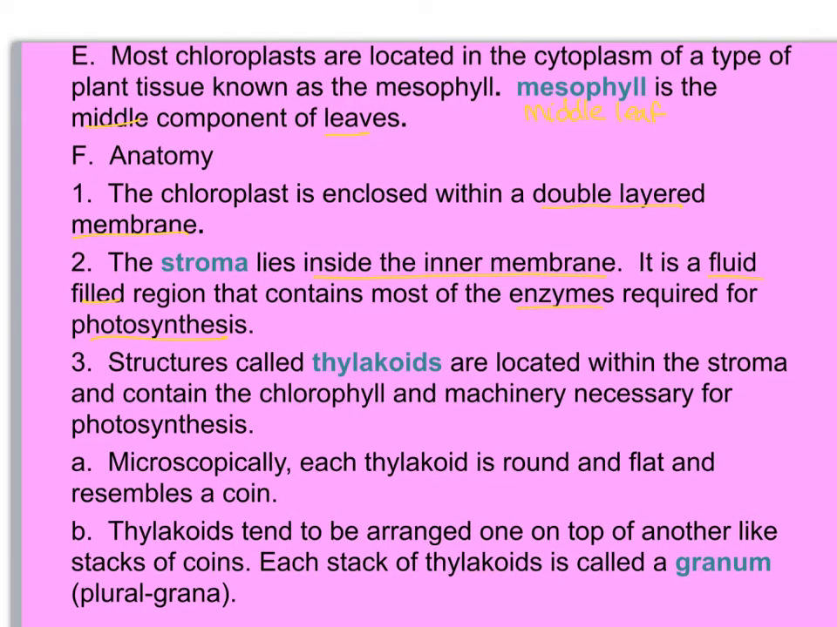Then you have thylakoids. Thylakoids are inside of the stroma, and they contain chlorophyll, and that is where your photosynthesis is going to happen. If you look at each thylakoid, they are round and flat. They can resemble a coin. Another thing that they could resemble is a pancake. Anyway, thylakoids tend to be arranged in stacks, one on top of the other, like a stack of pancakes or a stack of coins. And that stack is called a granum. If it's multiple stacks, it would be grana. That would be the plural.